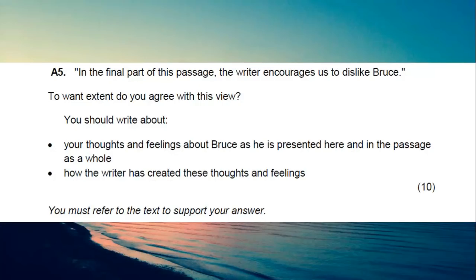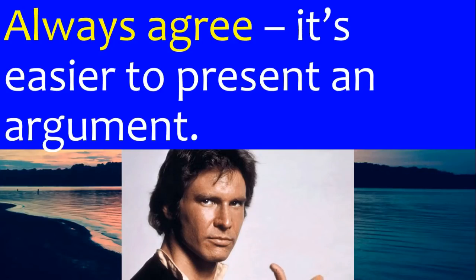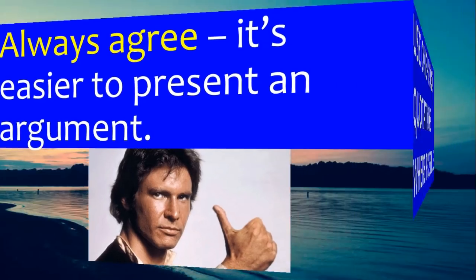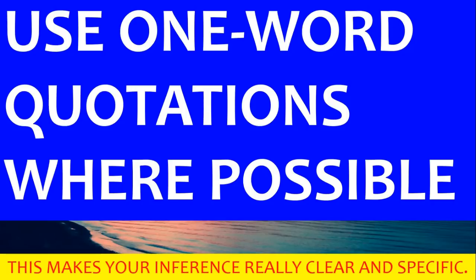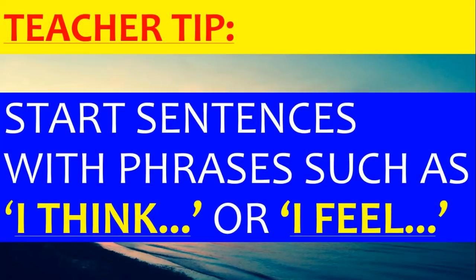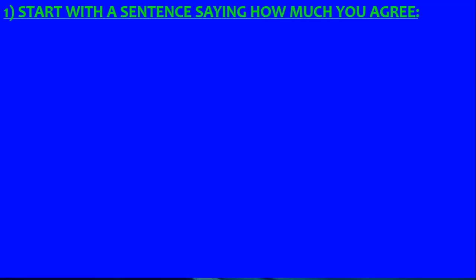So how are we going to structure our answer to this question? So this is the question again, remember. Why do we dislike him? Your thoughts and feelings about him. Okay, so again, remember the tips. Always agree, it's easier to present an argument. Try to use one or two word quotations where possible. This makes my inference on what I'm saying really clear and specific to the question. Another teacher tip, try to start sentences with phrases such as I think, I feel. It might be a bit robotic, but it keeps us really focused on the question.